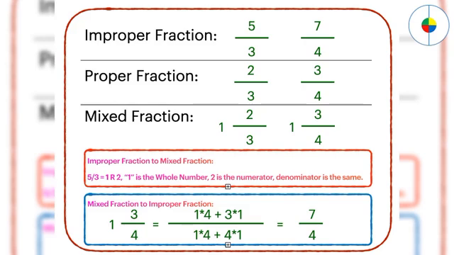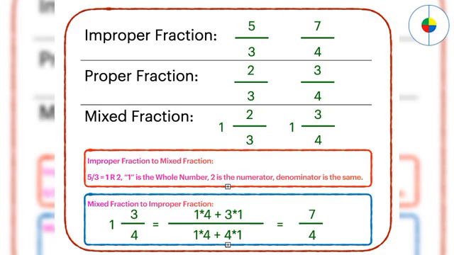How to convert between improper fraction and mixed fraction? For any fraction greater than 1, there are two important formats: improper fraction and mixed fraction. A fraction whose numerator is greater than or equal to its denominator is called an improper fraction. A fraction whose numerator is less than its denominator is called a proper fraction. A mixed fraction is a mix of a whole number and a proper fraction.